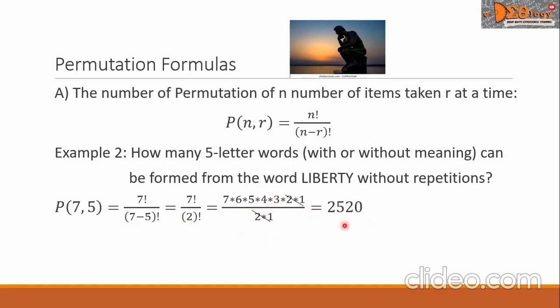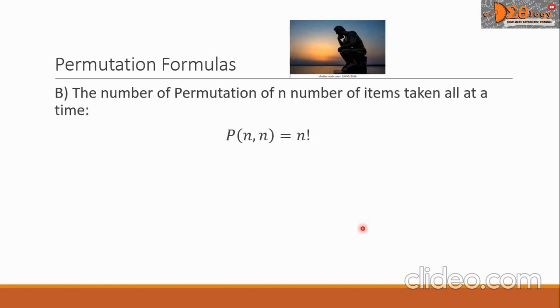2,520. These are the 5-letter words that we can form from the word liberty. This is our final answer.